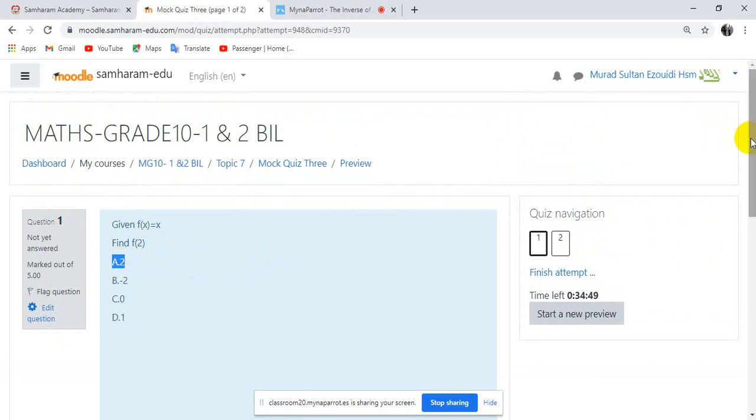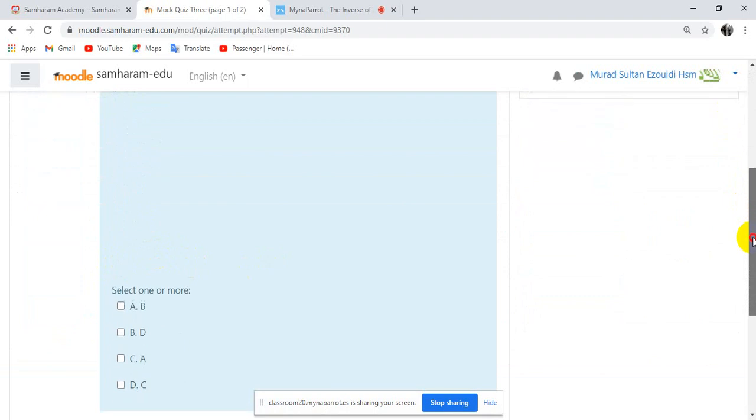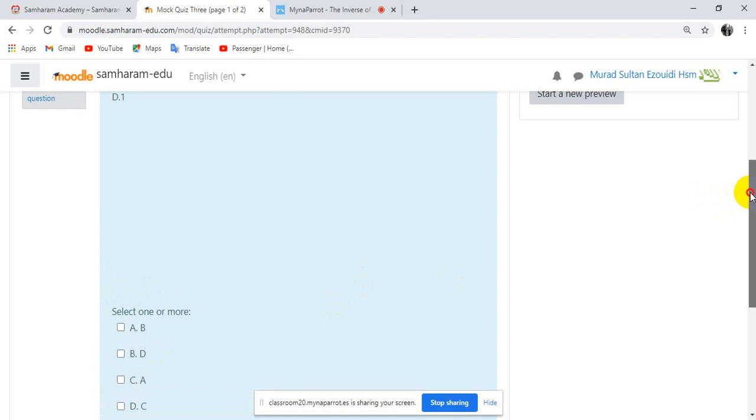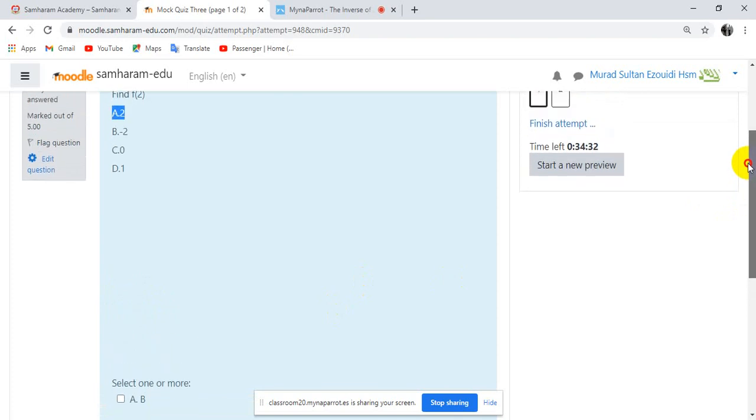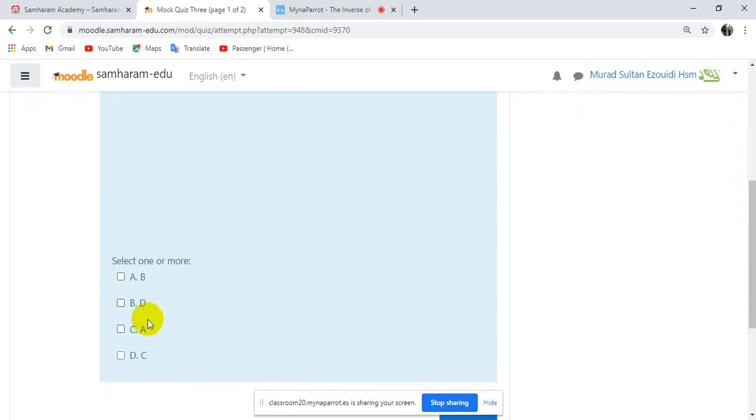I will go here. 2A. This is option number 1, option 2, option 3, 4. I go to the correct answer. B or D or A or C. Okay? So what is the correct answer here? We said A. What is A here? C. I will make C. Clear?